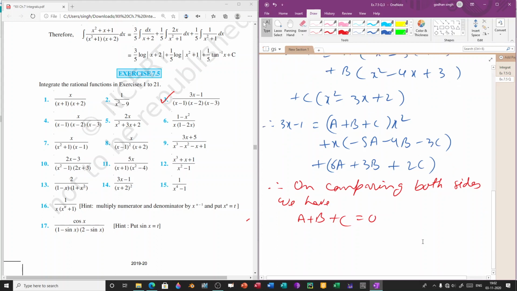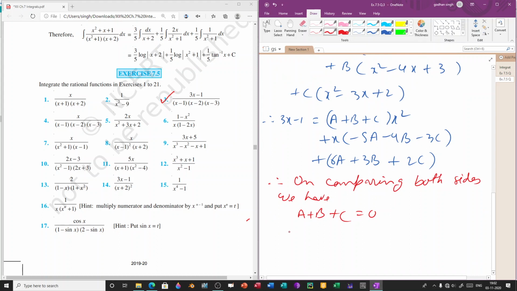So that is what we will write, minus 5a minus 4b minus 3c equal to 3. And now compare the constant term. So the constant term, we will be getting minus 1 equal to 6a plus 3b plus 2c. So this is what we are getting, and now we'll solve them to obtain the values of capital A, capital B and capital C. Now we'll be solving this on the next page because the calculation work is more. So let us write down all this on the next page.